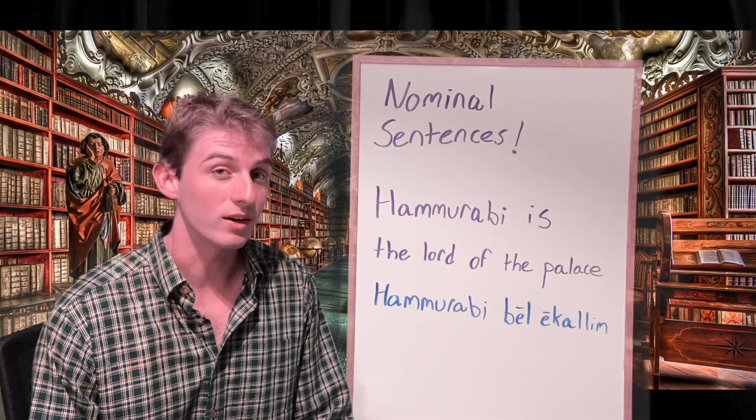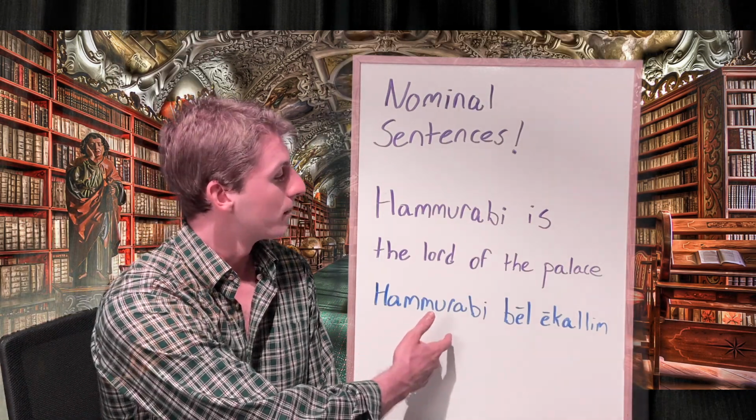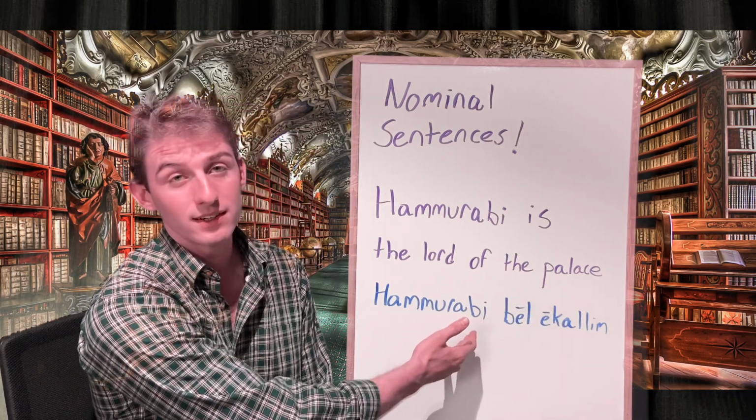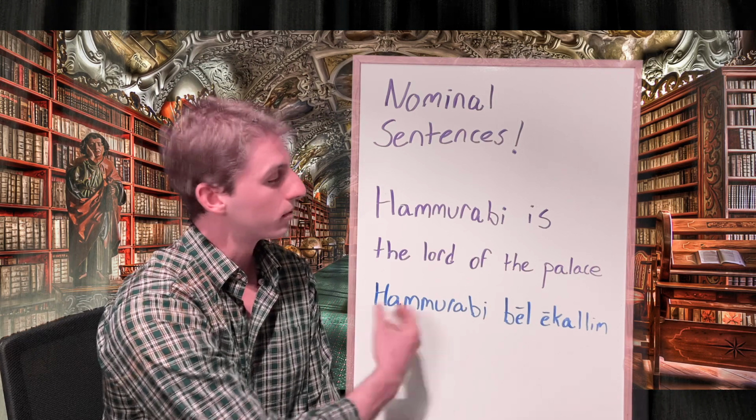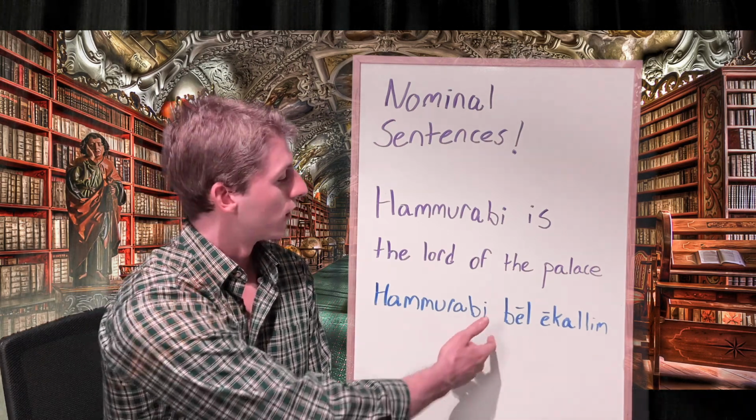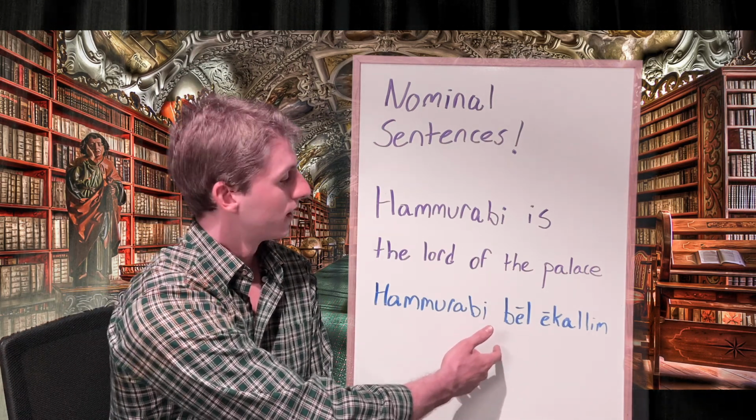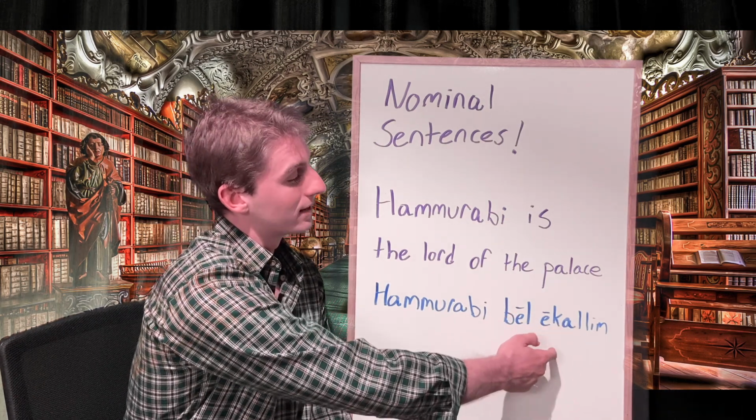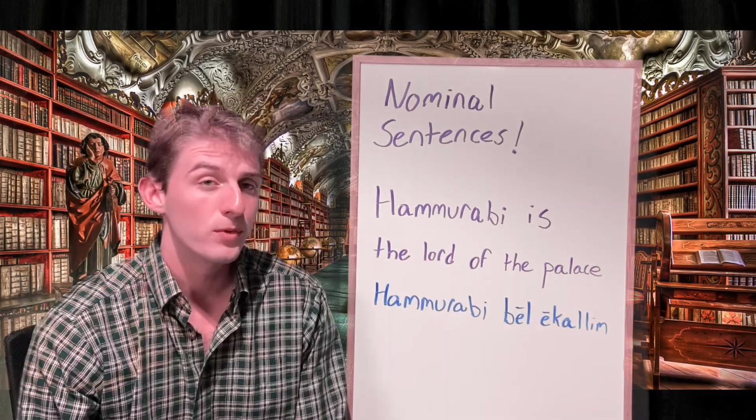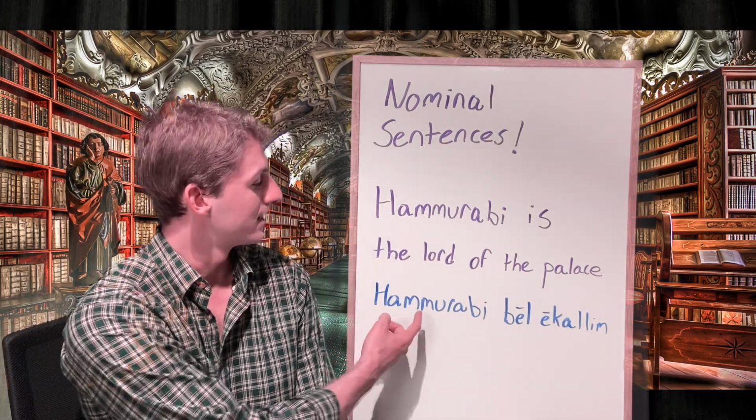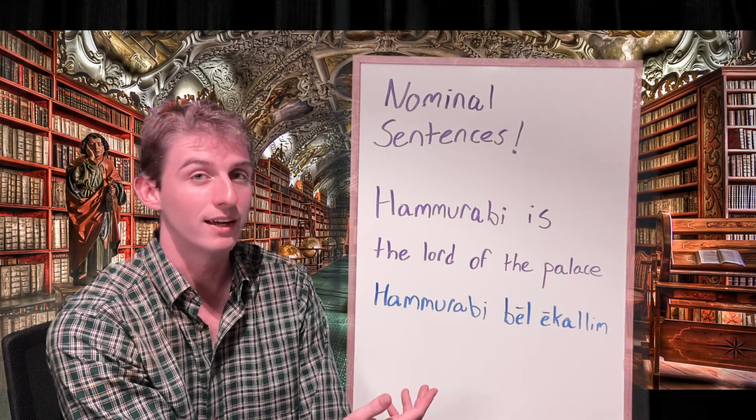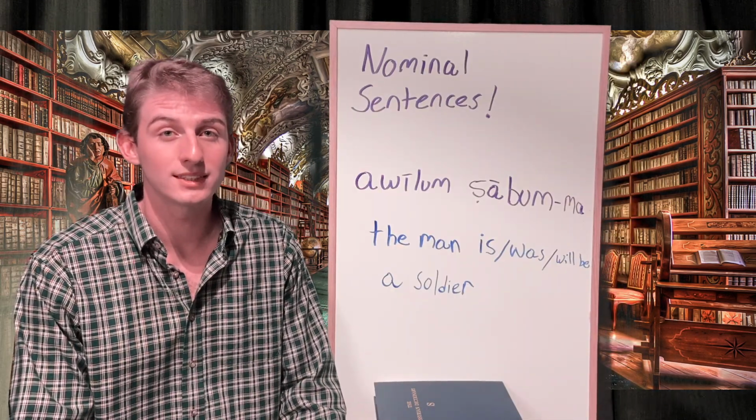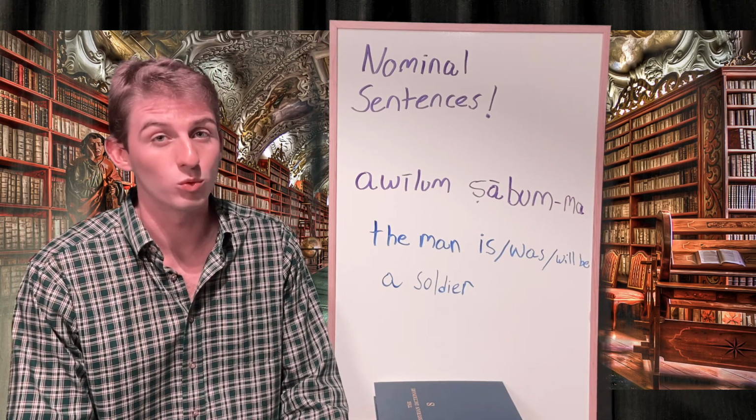So here you can see our example written in Akkadian, Hammurabi bel ikalem. And as you'll note, there's no verb in this sentence, but the subject and predicate are simply placed side by side. And you'll also note that our predicate is a genitive construct with the word belum, which means lord, being shortened, and ikalem, which means palace, taking this genitive ending. You'll also note that Hammurabi is in its status absolutus with no case ending, and this is simply because it's a name.